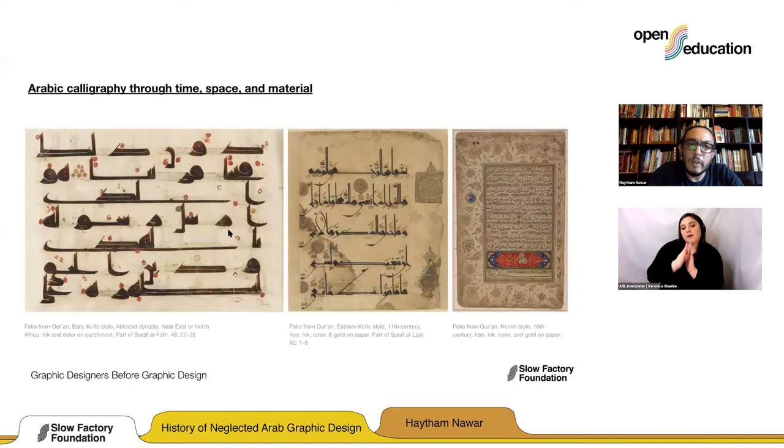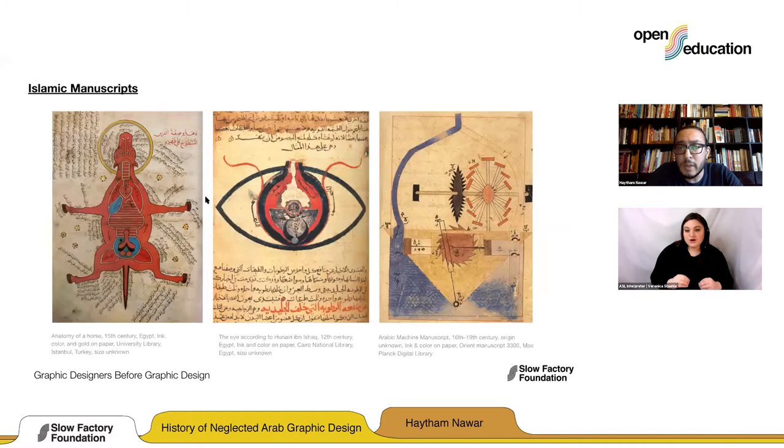So I'm not going to spend a lot of time with this, but just showing you some examples of what we can call nowadays information design. Again, these are manuscripts from Islamic periods. For example, the one on the left side is the anatomy of a horse from the 15th century in Egypt. And you can see again the way text and image work together harmoniously in a beautiful way. And secondly is this, the eye, according to Hunayn ibn Ishaq, 12th century, it's the anatomy of the eye itself. And again, see the relationship between image and text. And lastly is the Arabic machine manuscripts from the 16th to 19th century. And again, a beautiful way of illustrating information, as we call it today, data visualization or information design.